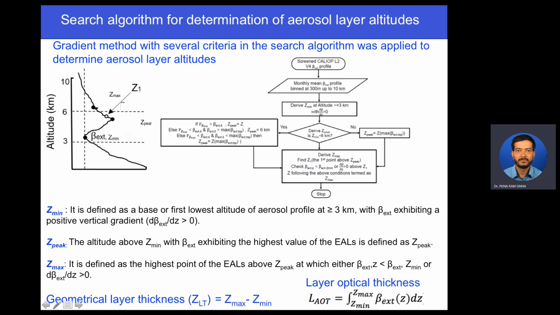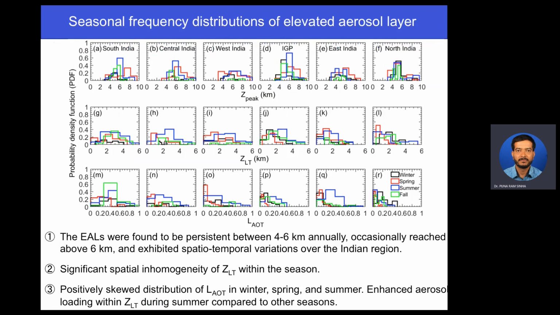And we calculated the geometrical layer thickness by taking the difference between the Z maximum and Z minimum. So this is basically the geometrical thickness, and then we integrated the extinction coefficient between Z minimum and Z maximum, and we get the layer aerosol optical thickness, which are depicted over here.